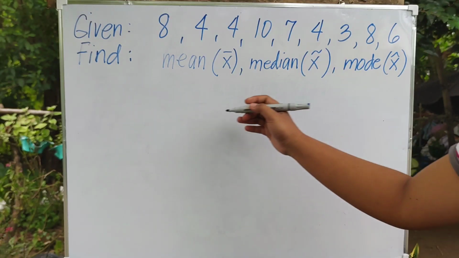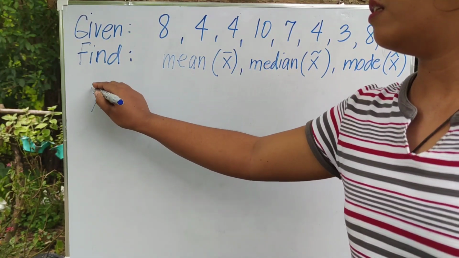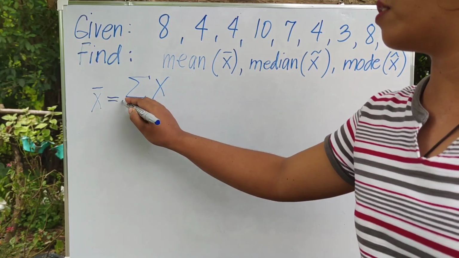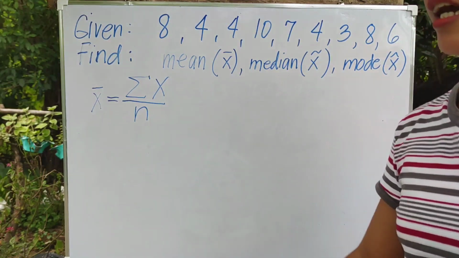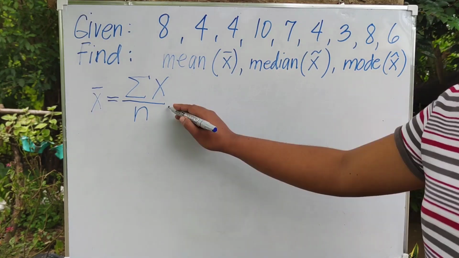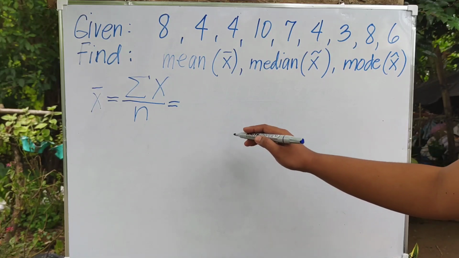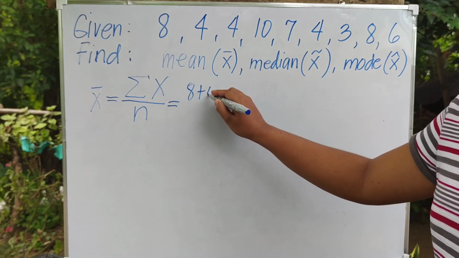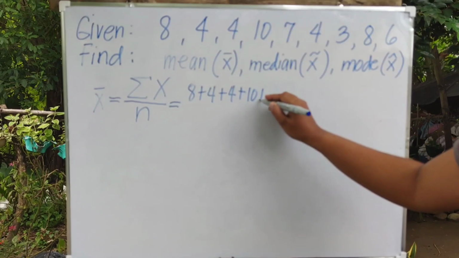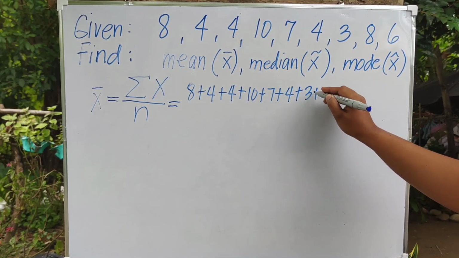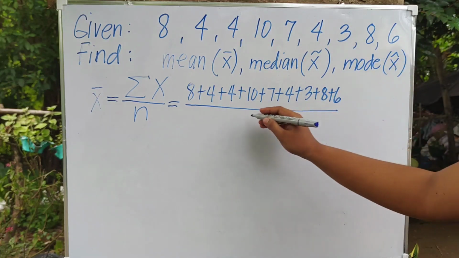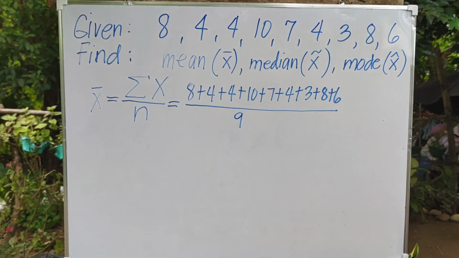If we let these scores be represented by x, we have the equation for mean: the summation of x, or scores, over n, or the number of values. To compute the mean value of these scores, we have 8 plus 4 plus 4 plus 10 plus 7 plus 4 plus 3 plus 8 plus 6 all over n. We have 1, 2, 3, 4, 5, 6, 7, 8, 9 scores, so the number of scores is 9.